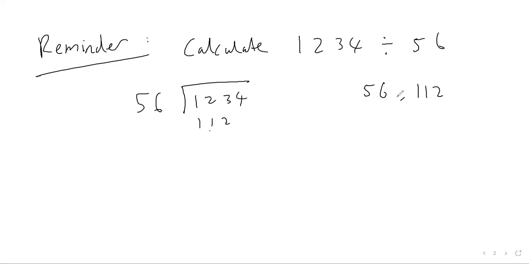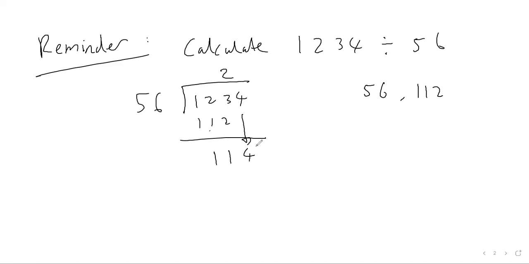So 2 times 56 gives us 112, and then we write the 2 up there. 2 times 56 gives us the 112 again, so we write the 112 there, and then we subtract it from the first 3 digits that we see, and then we bring the 4 down there. 123 subtract 112 should give us 11. So we get 11 there.